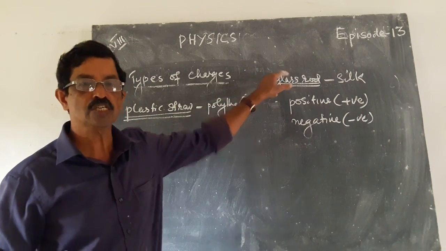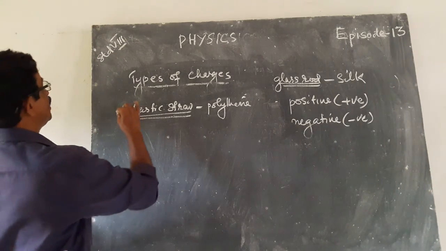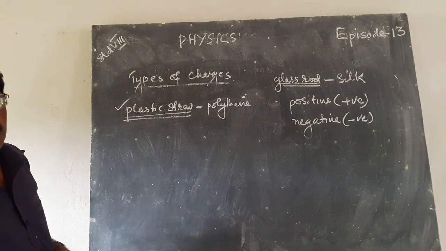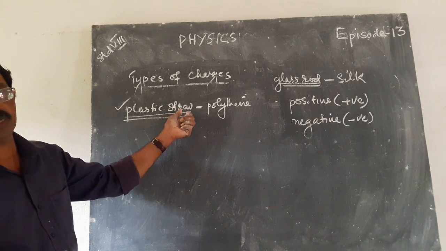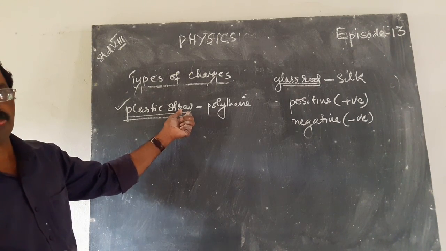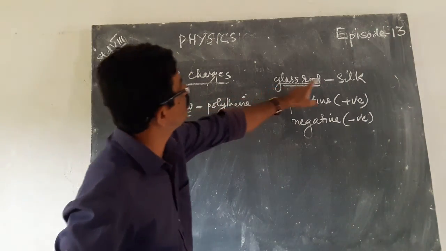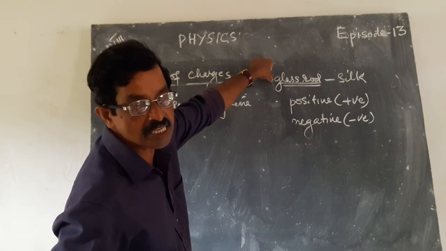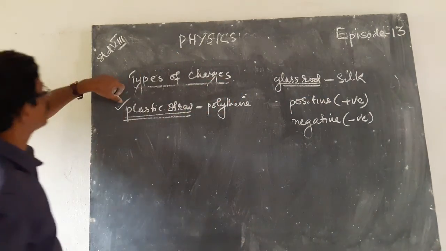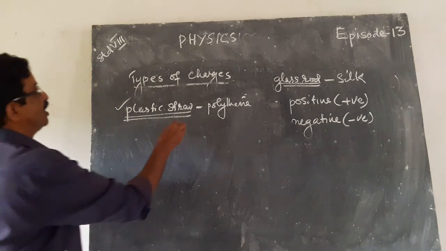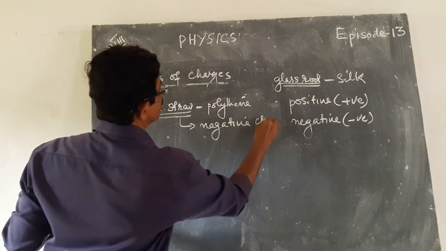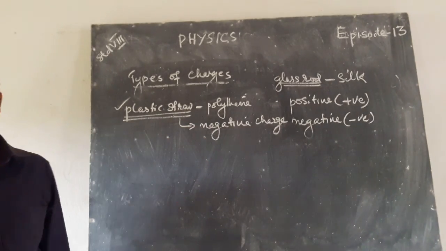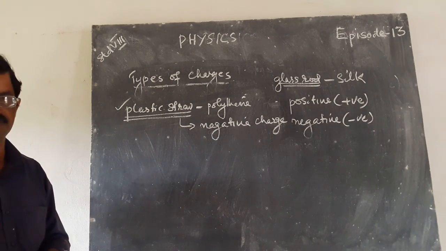That we can see. So, what type of charge is formed in this straw? Here, the glass rod is rubbed with silk, and in the glass rod the charge is positive. Then what type of charge is in this plastic straw? That is a negative charge. In the plastic straw, the charge formed is negative.